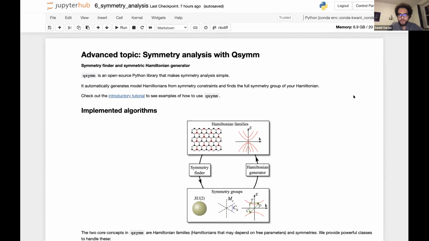Okay, so I am Daniel Varjas, and I am going to talk about our symmetry analysis tool QSymm. Part of the reason that this is here is that we developed it together with Anton, and also QSymm supports using Quant systems, as I will demonstrate in this simple example.